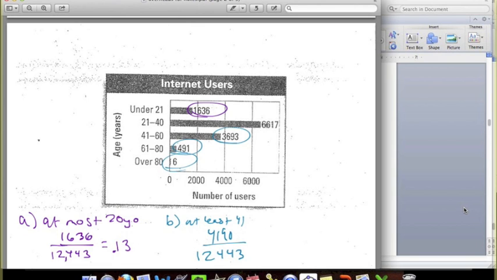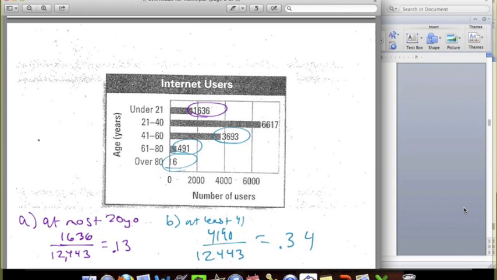Divide by the same total. Gives about 0.34, or about a third of them. Okay, so about a third of the internet users were at least 41 years old. This survey was taken in 1998. The data now would be quite different.